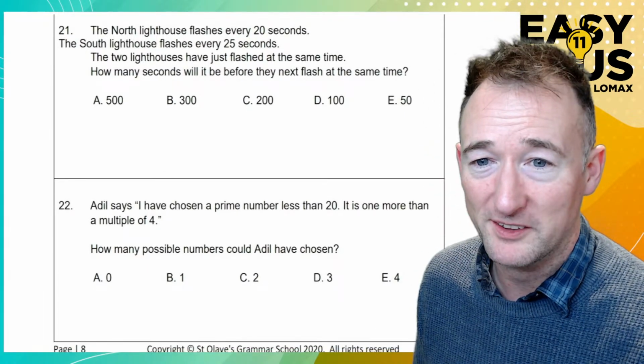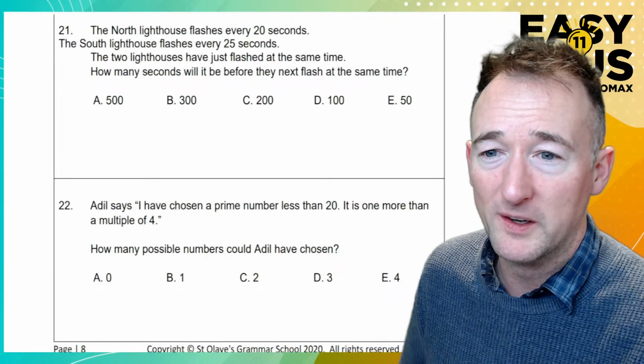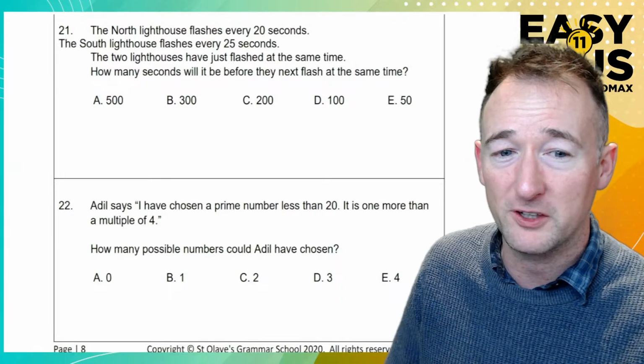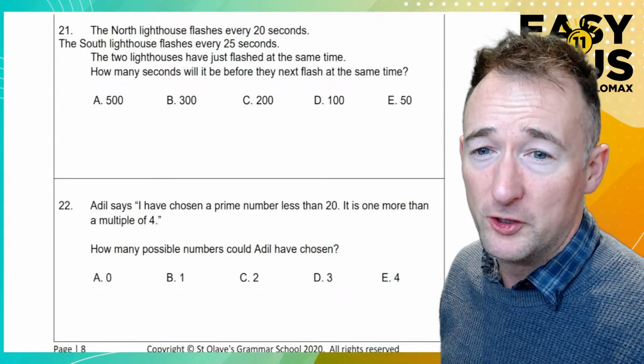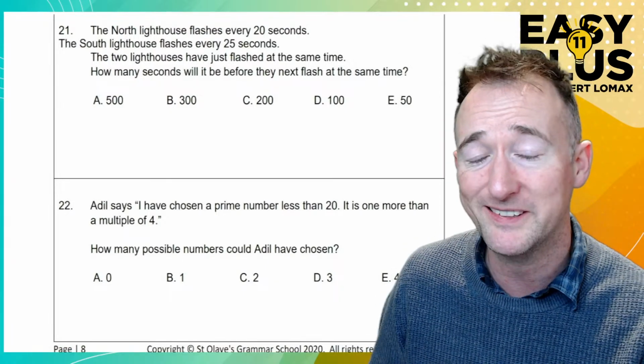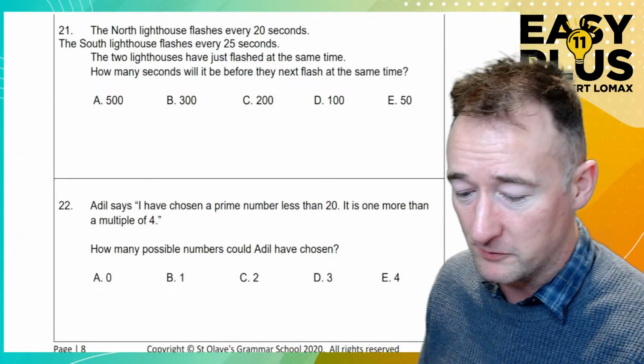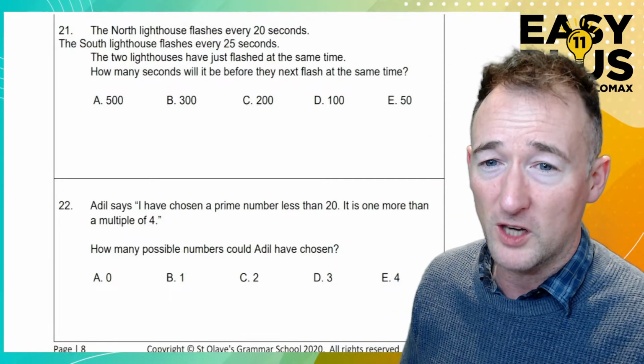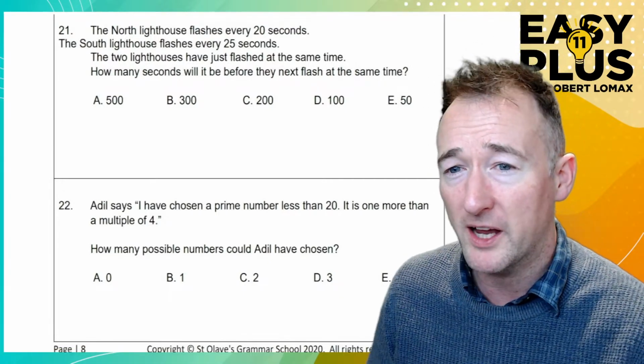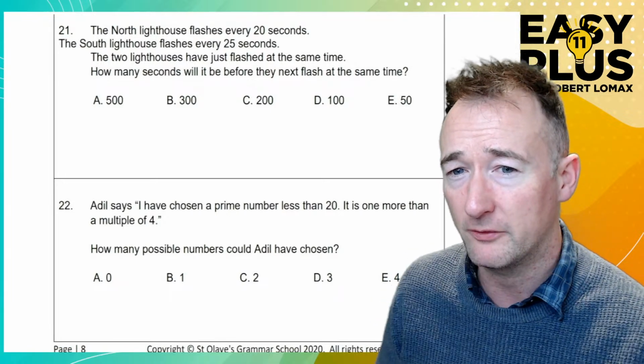This one will probably take you less than a minute if you work systematically. This looks really complicated. The North Lighthouse flashes every 20 seconds. The South Lighthouse flashes every 25 seconds. Two lighthouses have just flashed at the same time. How many seconds will it be before they next flash at the same time? So you might plunge in and start doing your lowest common multiple calculations. But hang on, just think about it. South Lighthouse flashes every 25 seconds.